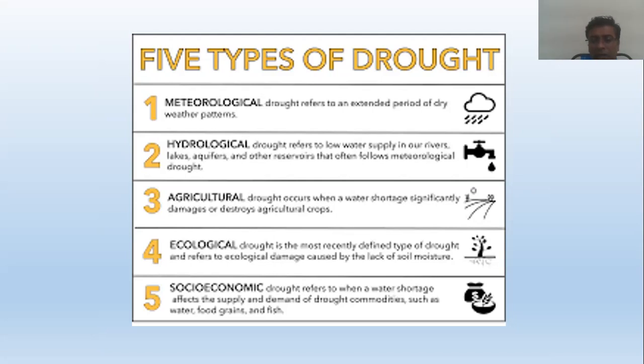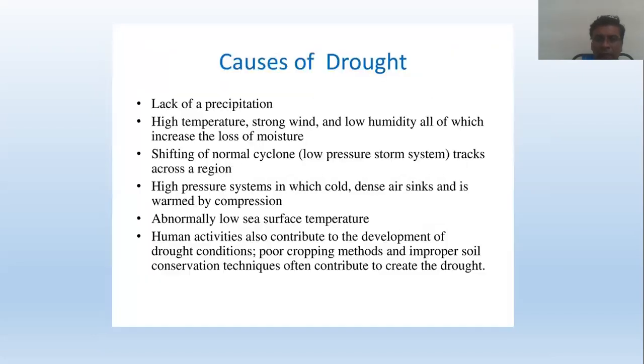The next one is ecological drought. In ecological drought, the total water or moisture is slowly evaporated. And socio-economic drought is when food is not available for the required population. These are the five types of drought. Social insecurity, that is, socio-economic drought, is created.